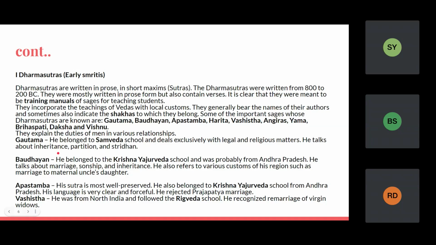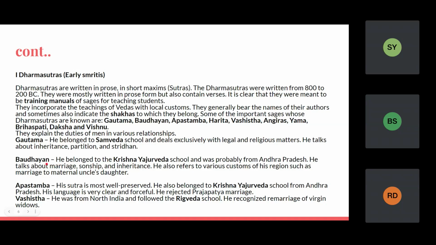So what did these Dharma Sutras contain? They explain the duties of men in various relationships. For example, Gautama belonged to the Samaveda school. There were many sages who belonged to many such schools, I mean, to various Vedas they were affiliated. So here we have this particular sage Gautama, who belonged to the Samaveda school, and his Dharma Sutras dealt exclusively with legal and religious matters. In that sutra, he talks about inheritance, partition, and stridhan.